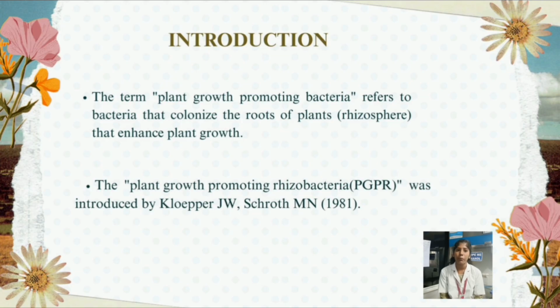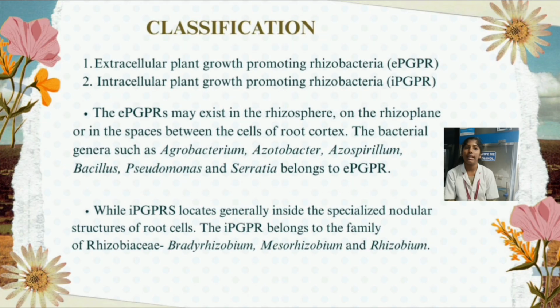The term plant growth promoting bacteria refers to beneficial microbes that colonize the roots of plants, also known as the rhizosphere. These bacteria help in enhancing plant growth by improving nutrient availability and producing useful compounds. The concept of plant growth promoting rhizobacteria, or PGPR, was first introduced by Kloepper and Schroth in the year 1981. Now, let us move on to the classification of plant growth promoting rhizobacteria.